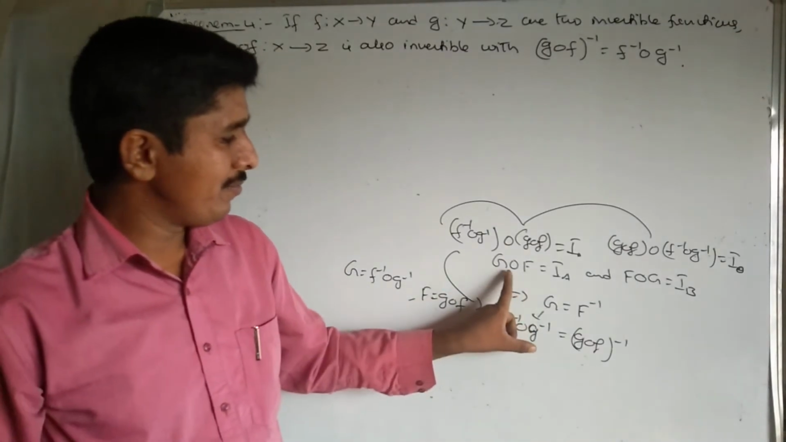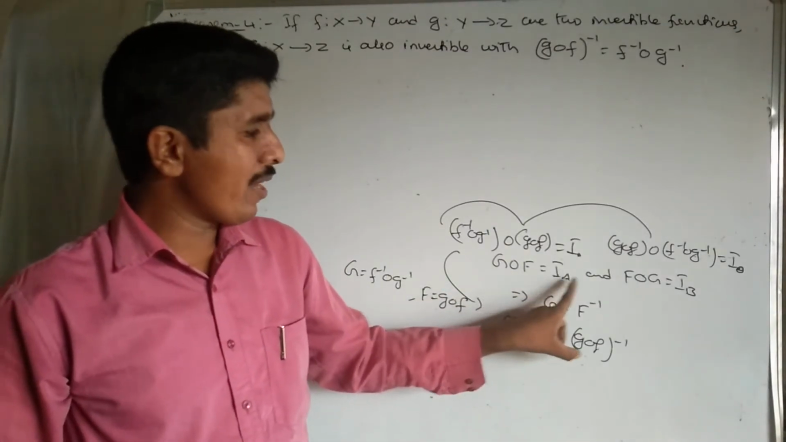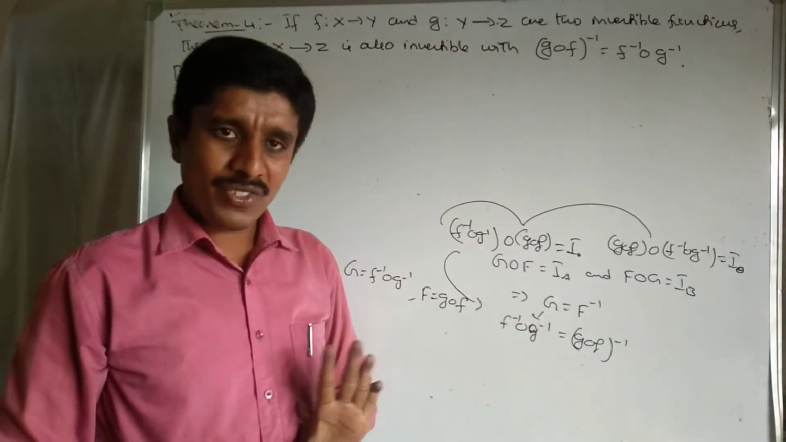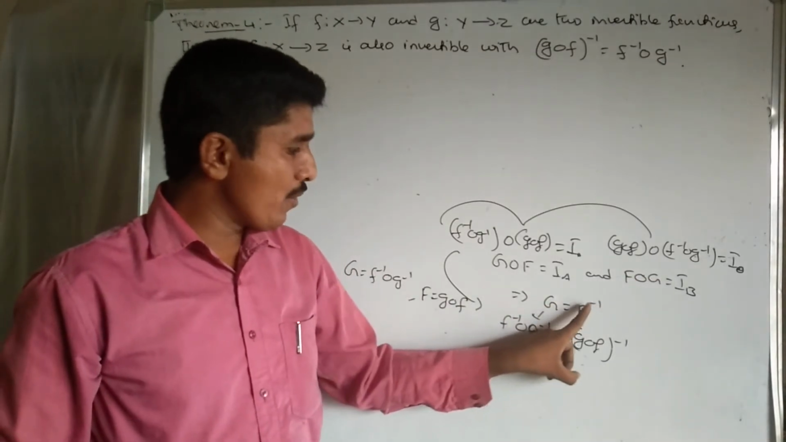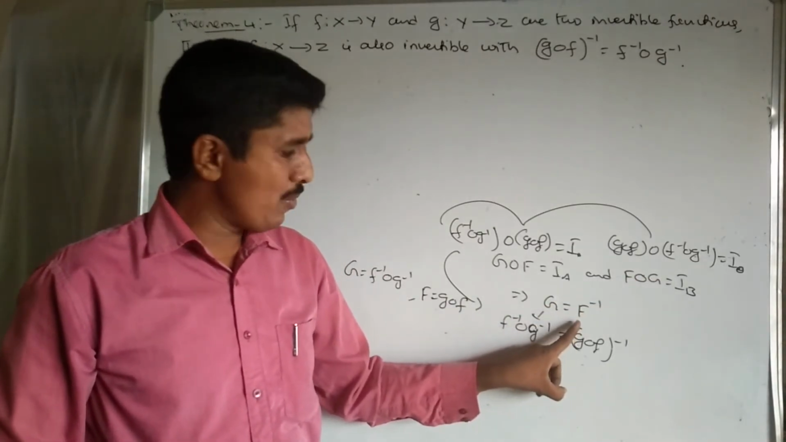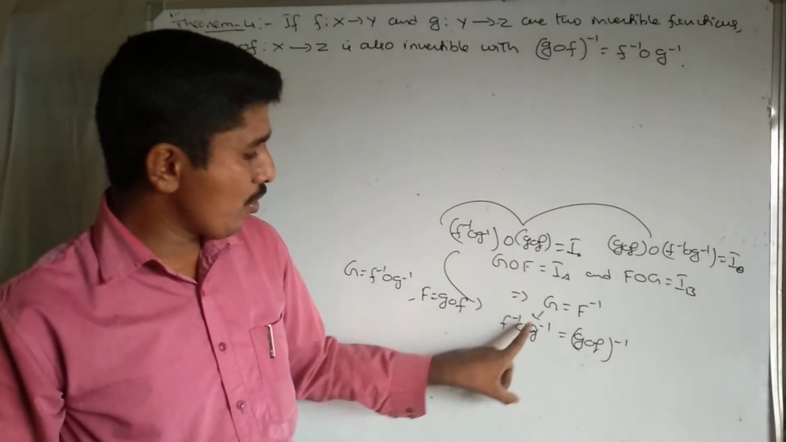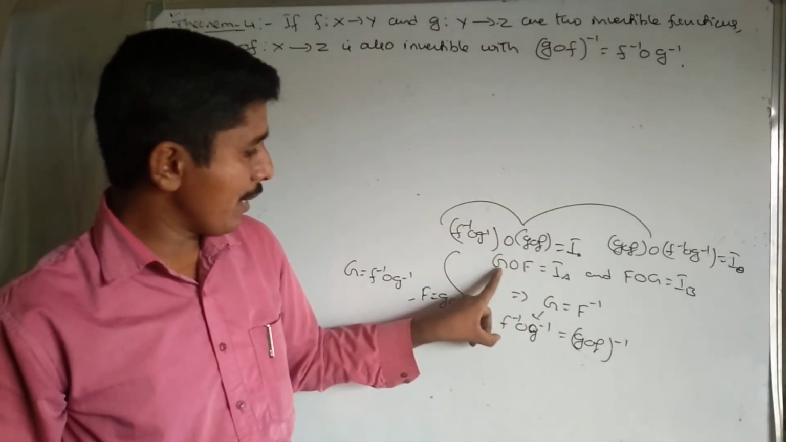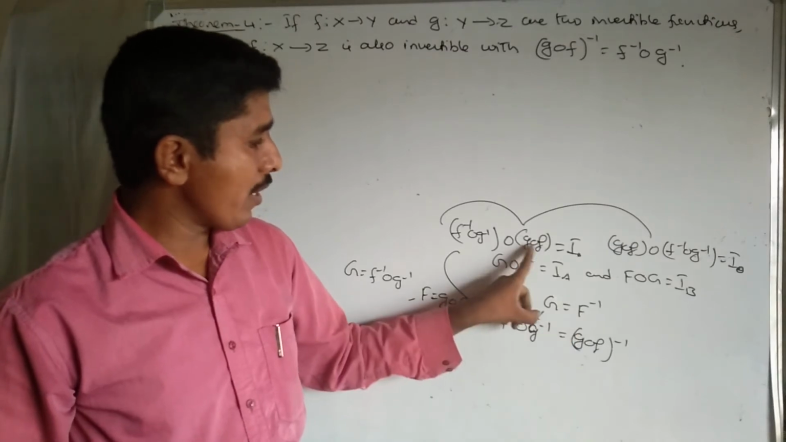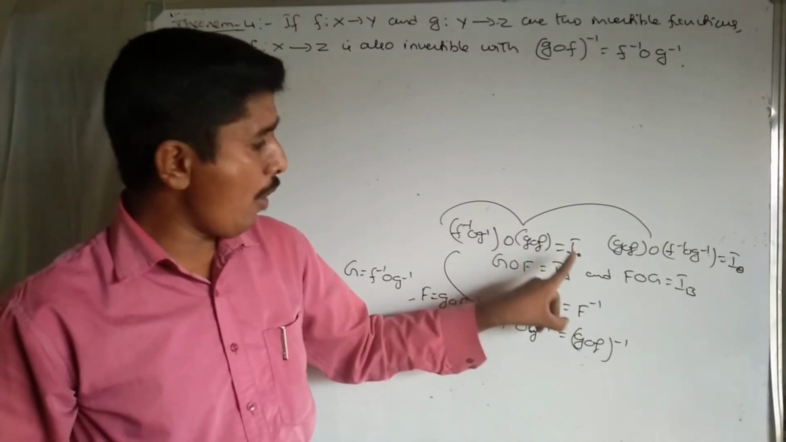Remember the invertible function definition. GOF equal to identity function, FOG equal to identity function, then G is called the inverse of F. Then we say that F is invertible. Here we take G equal to F inverse or G inverse, F equal to GOF. Got it? Here we have to prove this.